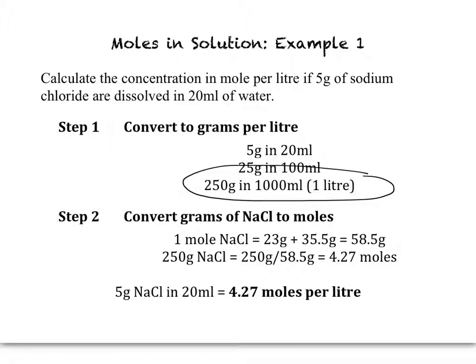Step 2. Convert grams of NaCl to moles. 1 mole of NaCl is equal to 23 grams for Na plus 35.5 grams for Cl, which is equal to 58.5 grams. You get all these values from the periodic table. 250 grams of NaCl is equal to 250 divided by 58.5, which is equal to 4.27 moles. So the concentration of 5 grams NaCl in 20 milliliters of water is equal to 4.27 moles per litre.